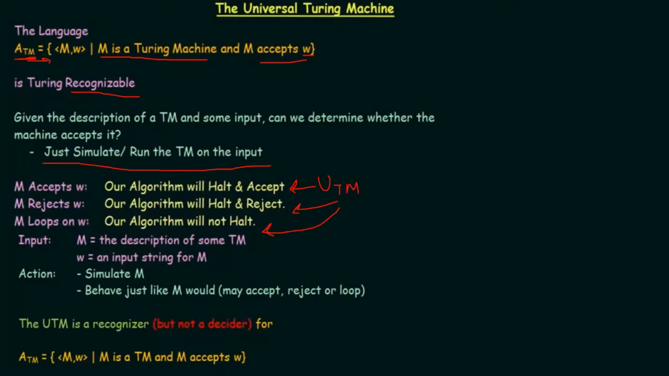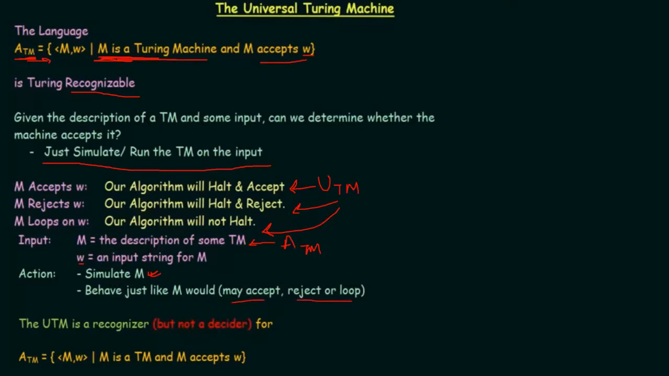So what are the things that are going to be needed in this UTM? The description of the Turing machine, that is the description of A suffix TM, and the input string. Obviously we need to pass on the input string, or what's the point of all of this. What it will do is simulate or act like this particular Turing machine M, and behave just like M, which may accept, reject or loop. Now there is a big difference.